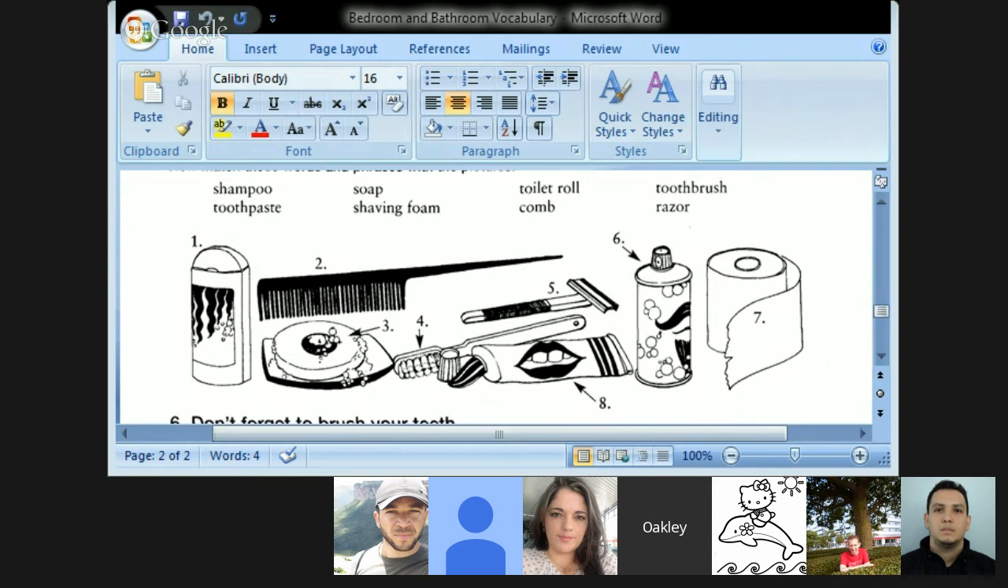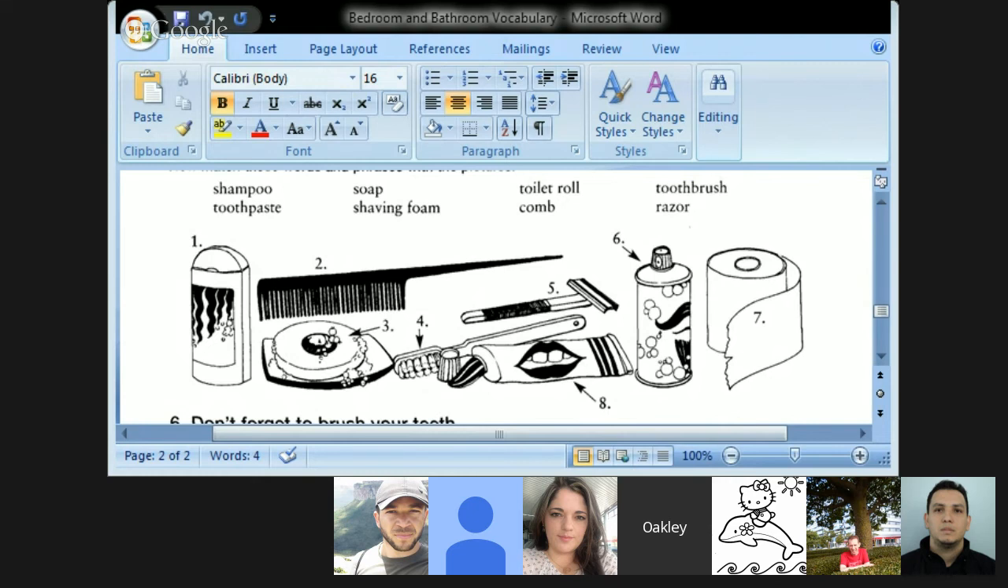Okay, individually, let's look at what they are. Paula, number one, what is that? Shampoo. Yeah. I thought it looked like deodorant. But, yeah, you're right. That's obviously shampoo. Very good. Shampoo, and then many people use conditioner after the shampoo.